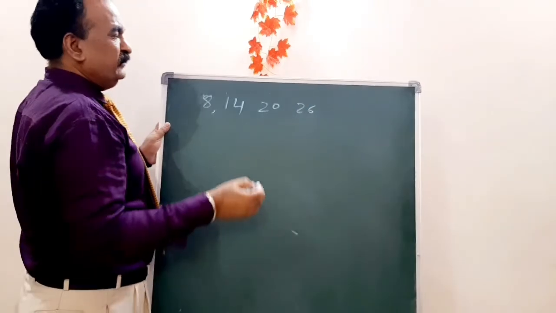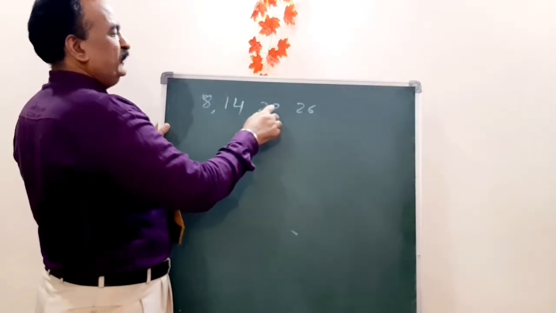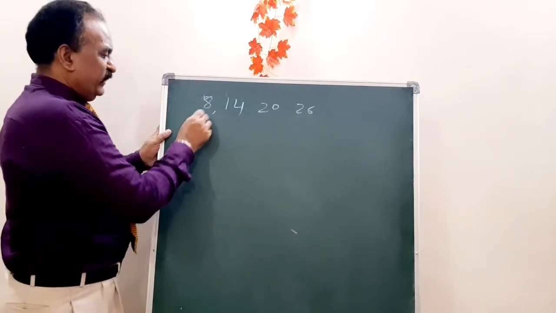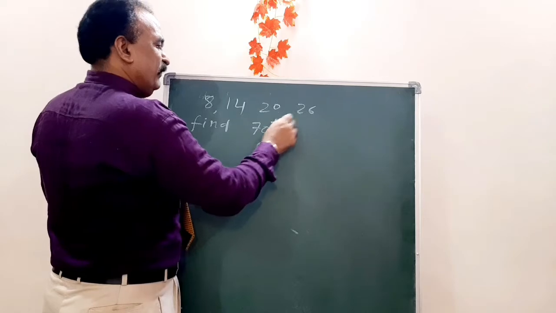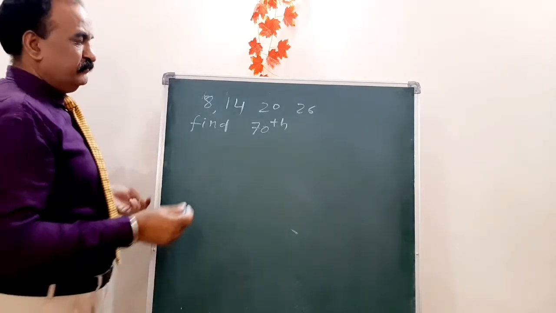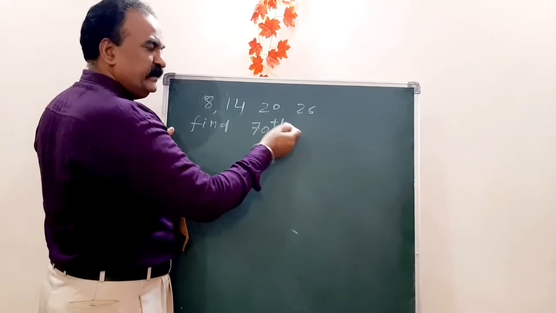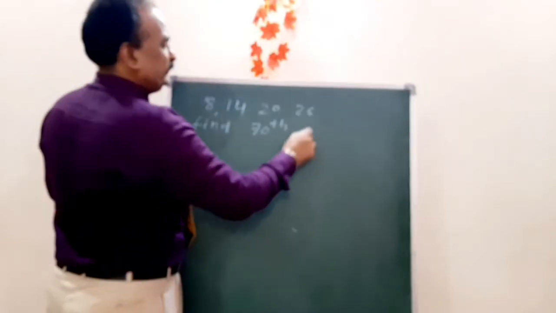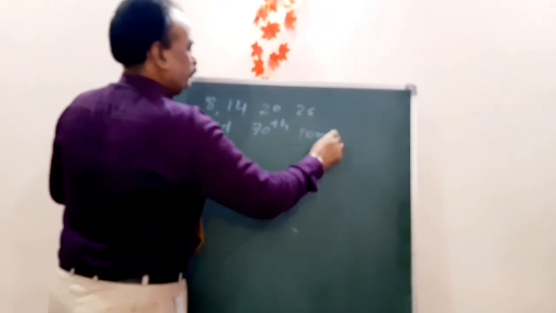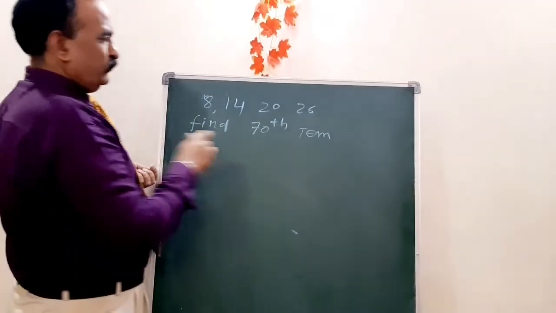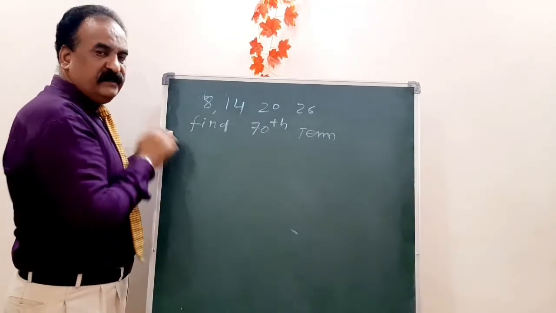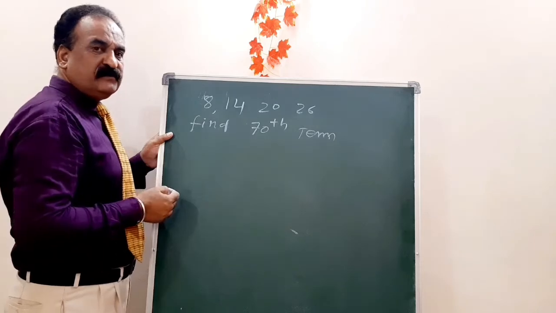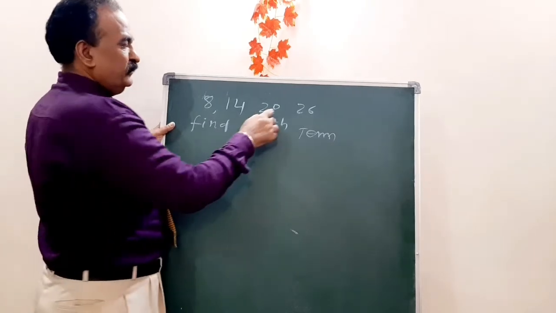Now suppose you have to find the 78th term of the sequence 8, 14, 20, 26. The first term is 8 and the common difference is 6.